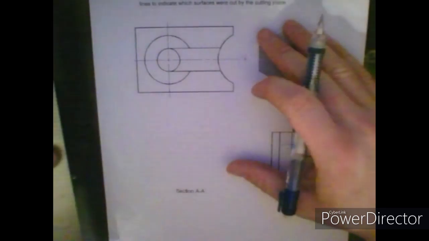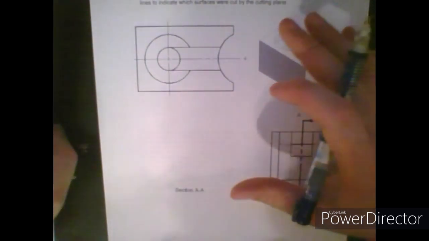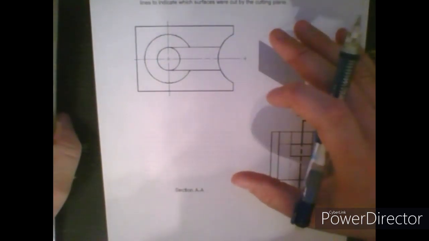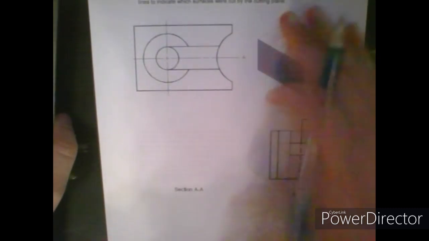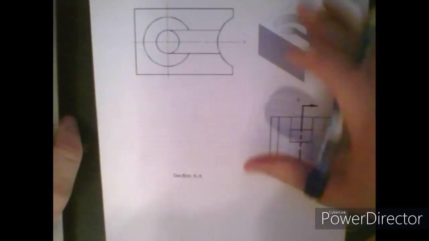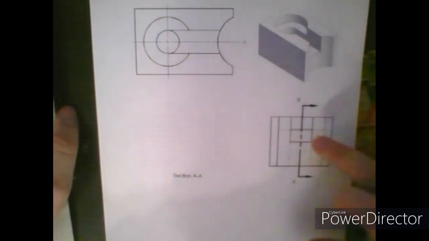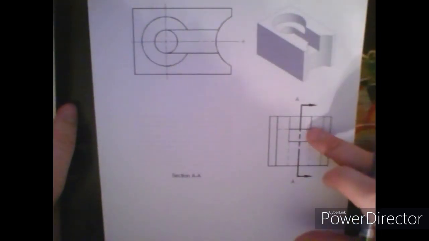So you need this paper. If you don't have this paper, you could have picked it up from the school. You can print it out. If not, just draw it out on a piece of paper where you've got your top view and your right side view down here.